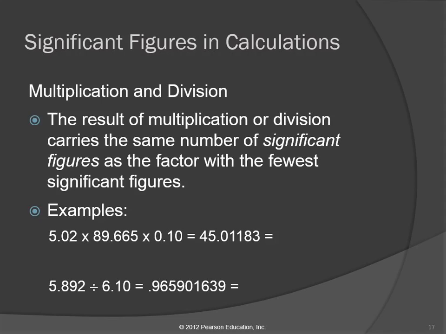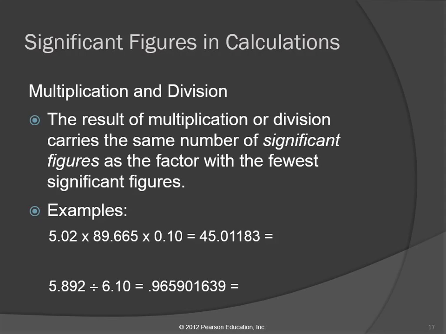So there's 2 basic types of operations that we deal with. Multiplication and division are related to each other. In a way, they're opposites. And so there's one set of rules for dealing with significant figures in multiplication and division. So I'll read the rule to you here, but a lot of times when we put this in words, it doesn't make a lot of sense. But the result of multiplication or division carries the same number of significant figures as the factor with the fewest number of significant figures. So that probably doesn't make a whole lot of sense. So that's why we need examples.